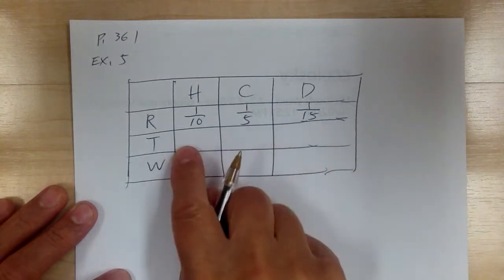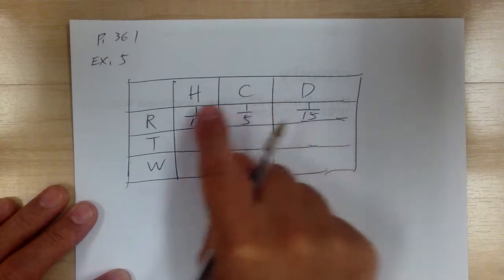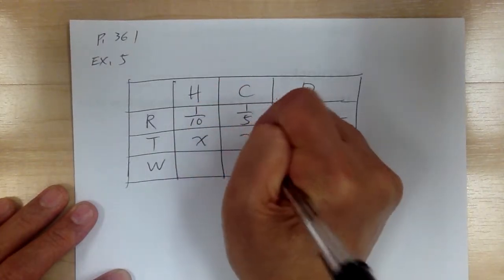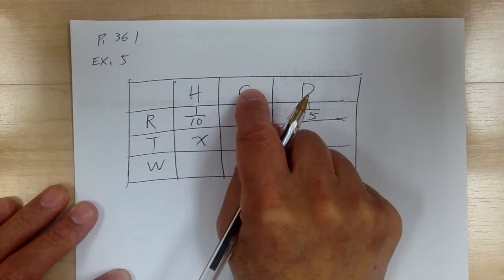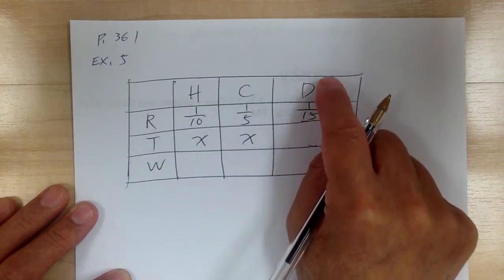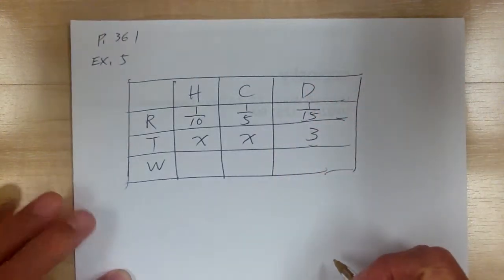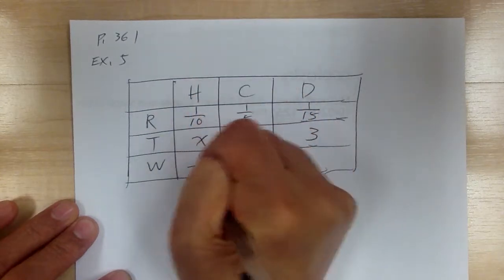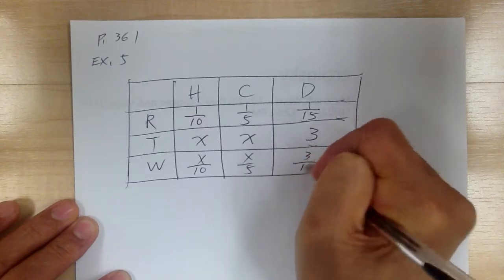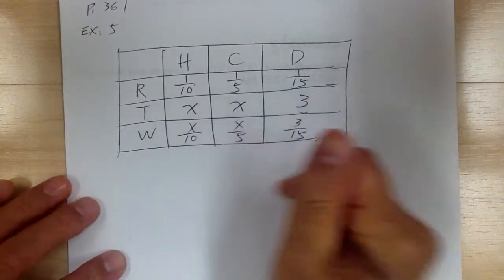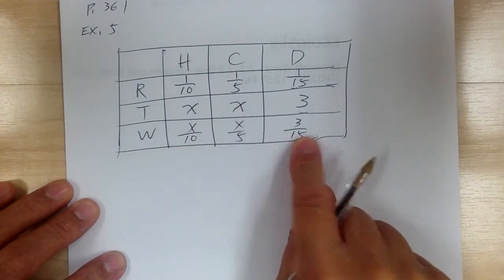Now the time. You want to find out how long it will take to fill the tub if both are turned on. You don't know, so it would be x and x. You don't know the time for the hot water and the time for the cold water. But it tells you the drain is left open for 3 minutes, so it would be 3. So again, you multiply: this would be x over 10, this would be x over 5, and this would be 3 over 15.